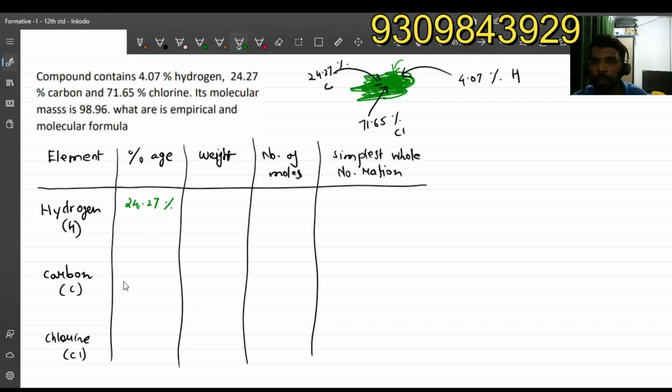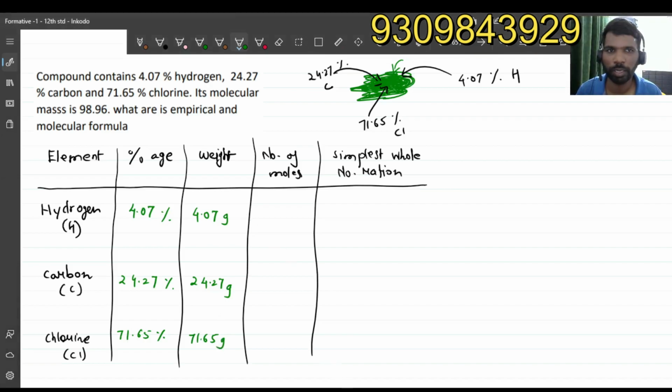24.27%. Then this is, sorry, not 24.27. Hydrogen is 4.07%. Then it is 24.27%, and this is 71.65%. So what is this 4.07%? If you have considered this weight to be 100, it is a direct conversion. 4.07. This is 24.27 gram. This is direct conversion. And this is 71.65 gram. Direct conversion it is. Yes.